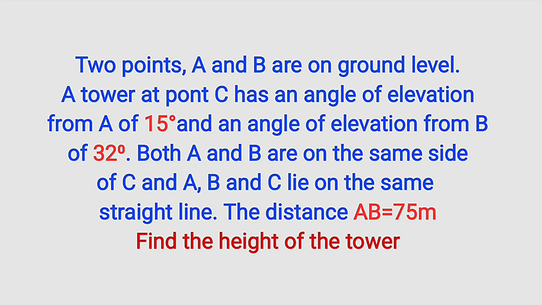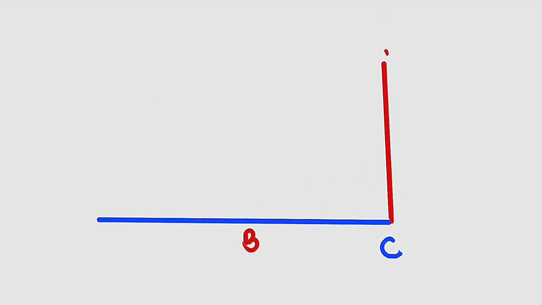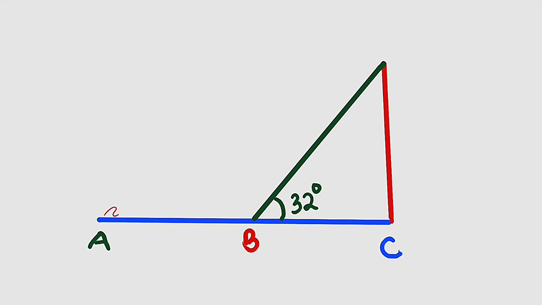So let's assume we have point B right here, with an angle of elevation to the top of the tower. We are going to form a straight line like this. So this angle right here is 32 degrees. Let's assume we have point A down here, and we have an angle of elevation to the top of the tower, something like this. And this is 15 degrees.